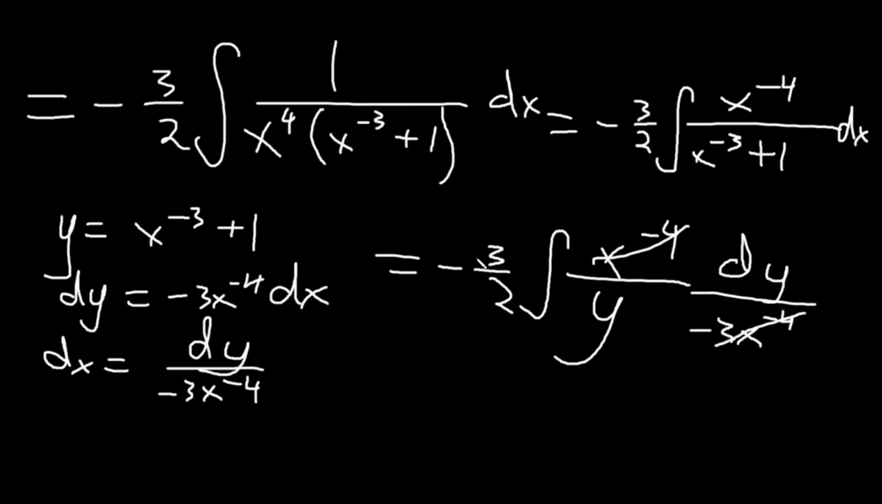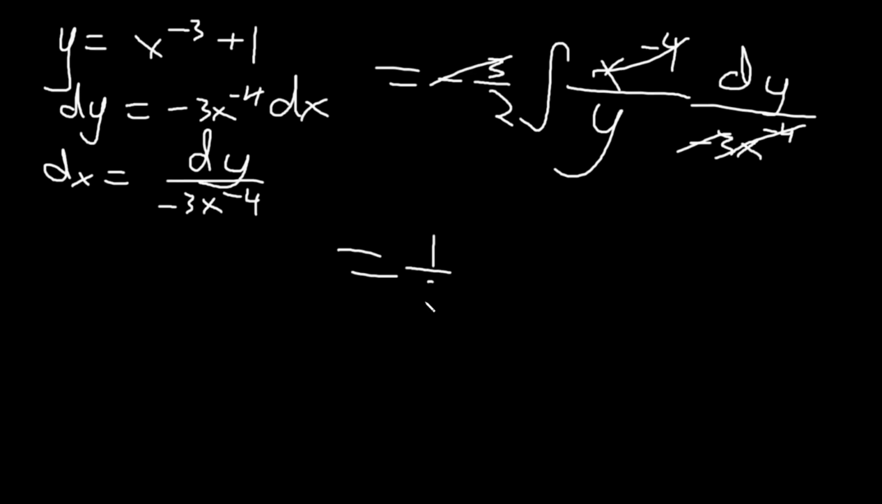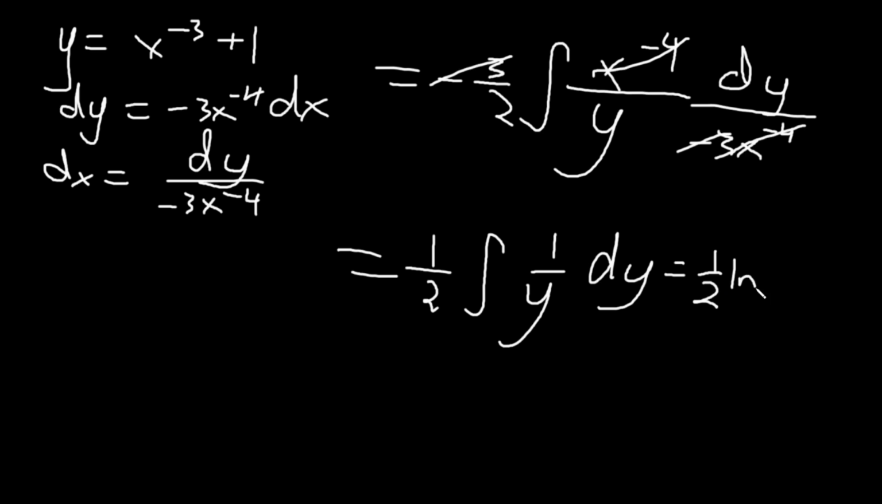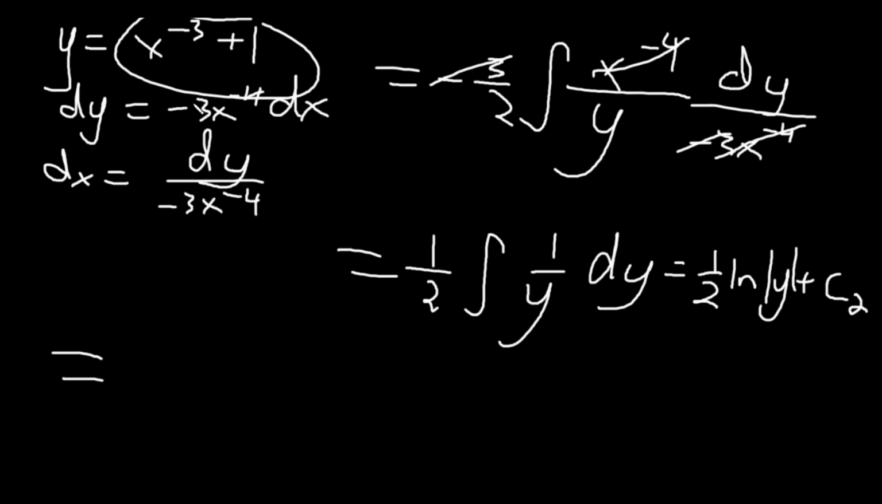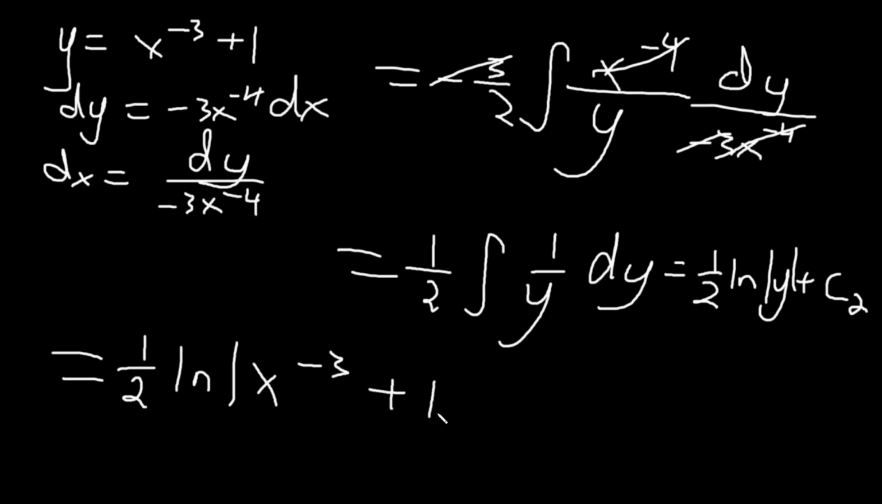These two terms cancel out, and we can also cancel the negative 3's here, which leaves us with 1/2 times the integral of 1 over y dy, which is 1/2 times the natural log of absolute value of y, plus I'm going to add a constant c2. But now recall that y is simply equal to x to the negative 3rd power plus 1. So we have this is equal to 1/2 times the natural log of absolute value of x to the negative 3rd plus 1 plus c2.